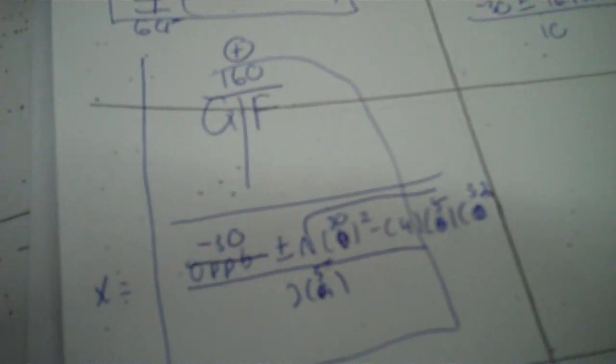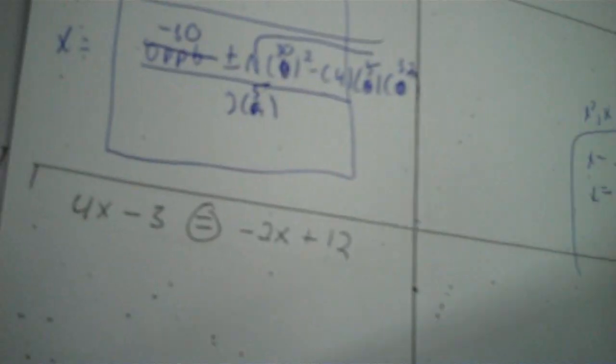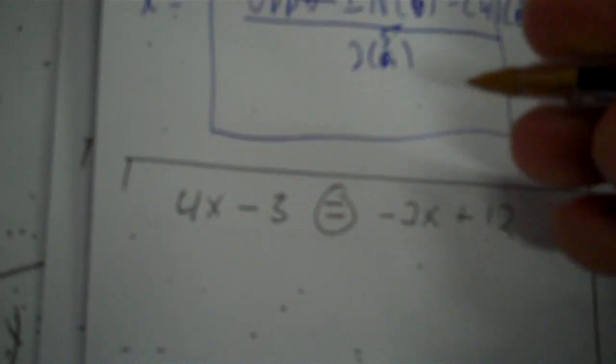Next one, 4x minus 3 equals negative 2x plus 12. So we have x to the first, then another x to the first, so that's x only. So again, only one single degree, you want to apply the linear properties. Unlike the first one though, this one would have one answer. And unlike the first one, we got some x terms we need to collect into one. So they're on opposite sides, take out the smaller one.